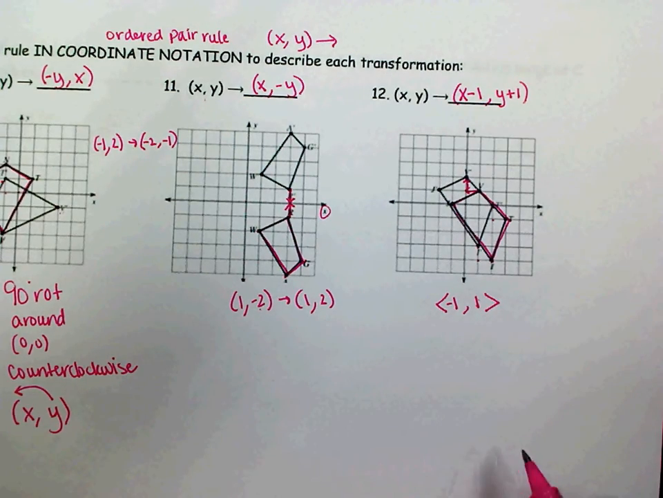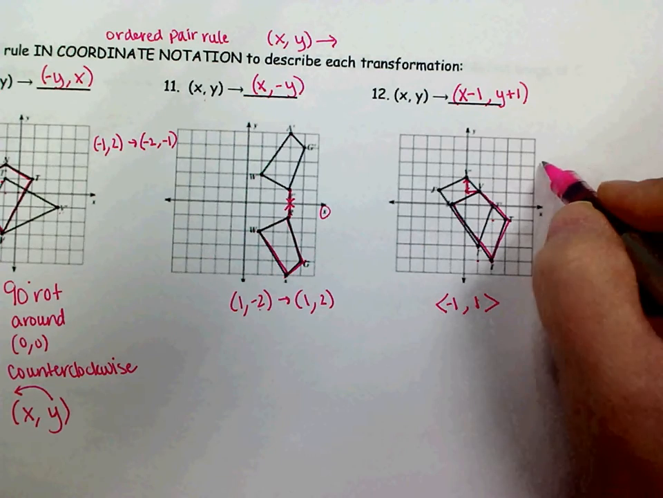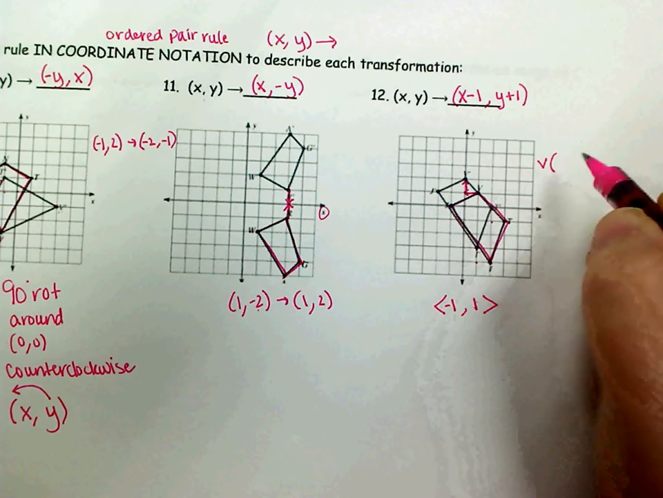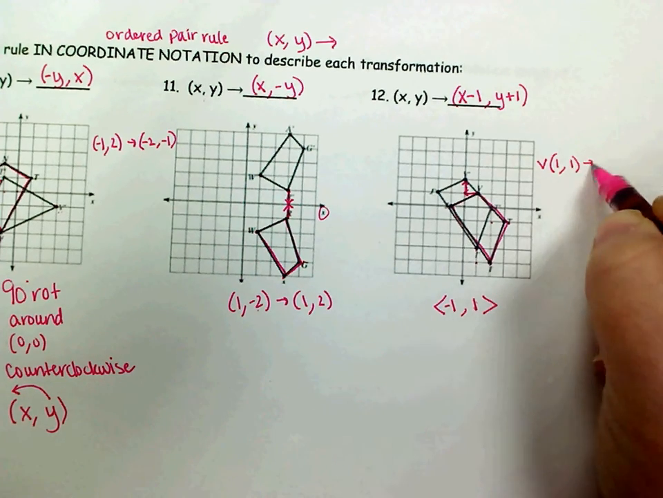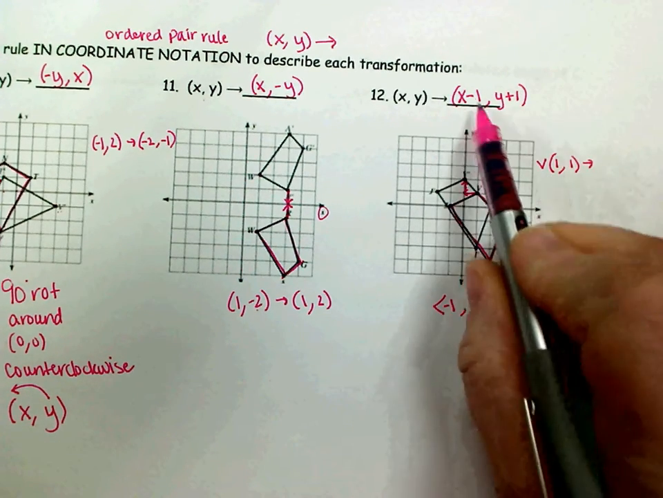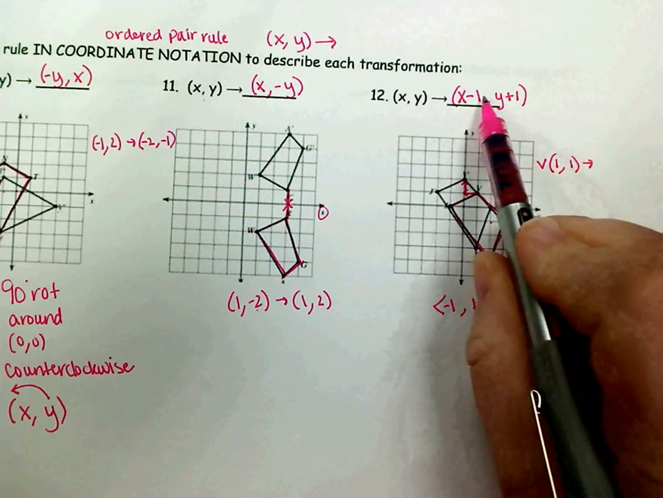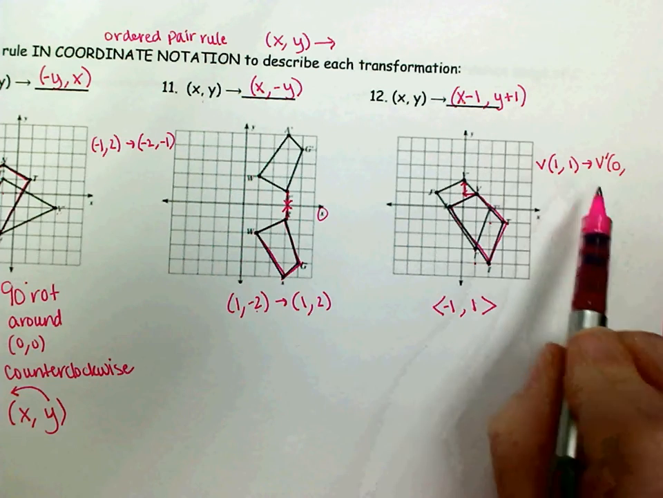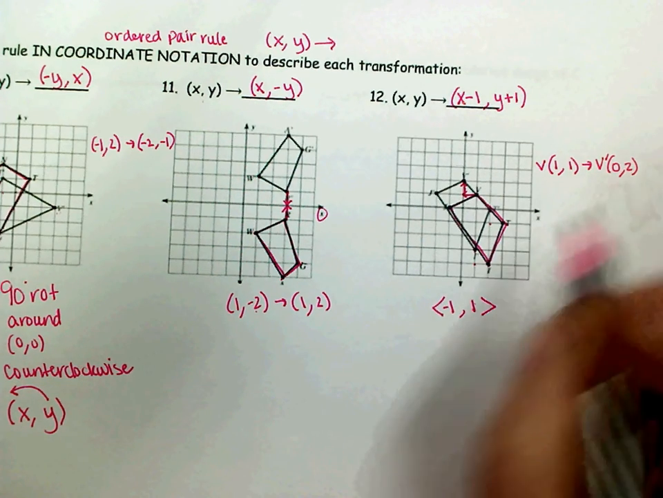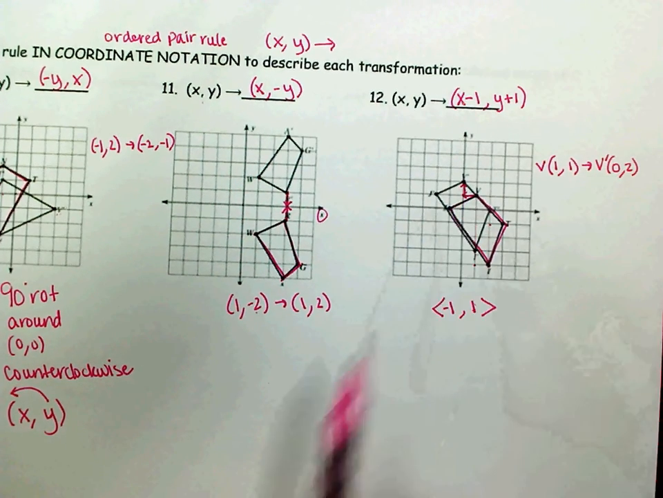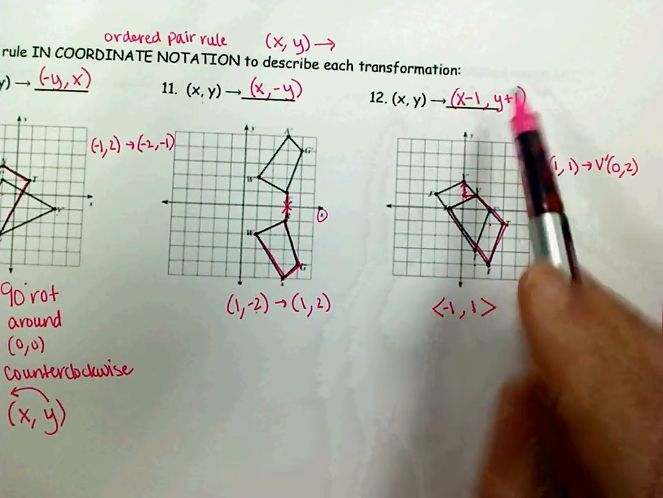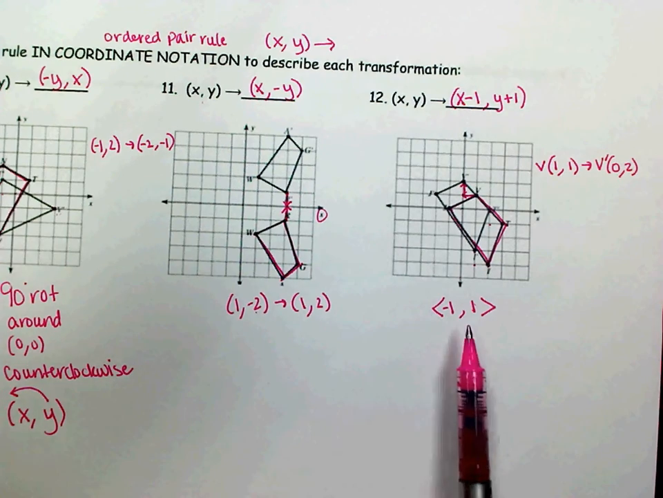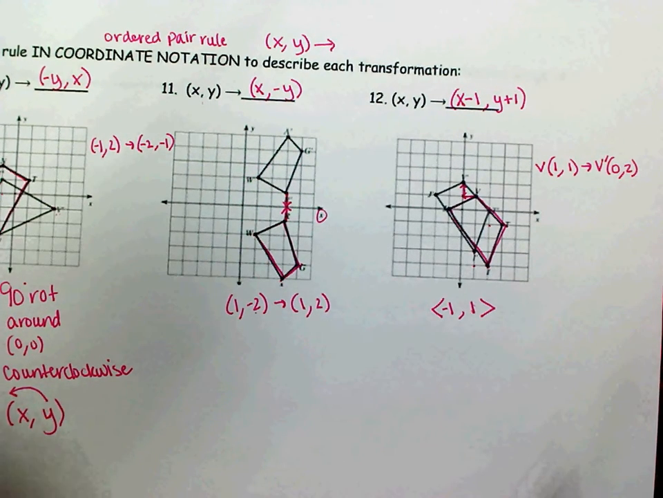So again, you can test a point on this. We can use V, for instance. The coordinates of V are 1, 1. If I apply this rule, I would subtract 1 from the X. So 1 minus 1 is 0. And then I would add 1 to the Y. 1 plus 1 is 2. Is that where V prime is located? Yes, it is. So I can feel good that my ordered pair rule is written correctly. Remember, you're not asked to write it in vector notation, so make sure you use the correct form when giving those answers.